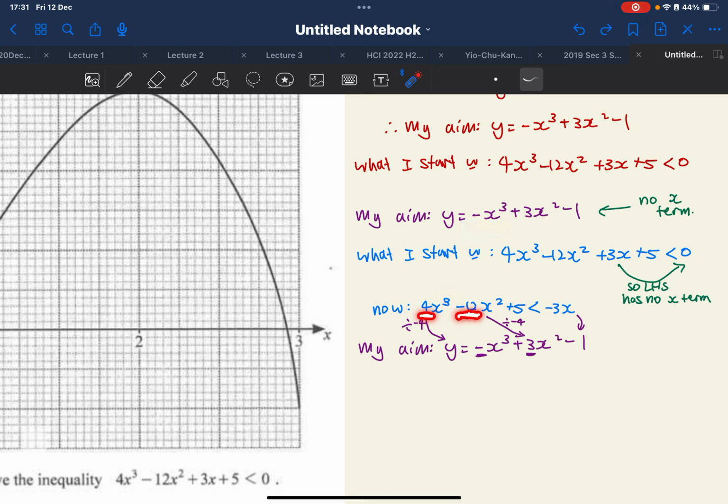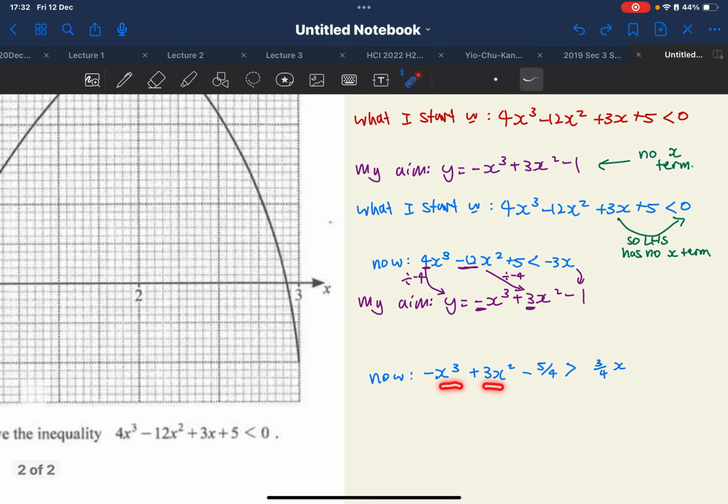If you can correlate and find a relationship really fast, you will realize that it's actually just a divide by negative 4. And if you're going to divide by negative 4, you have to divide this by negative 4 too, and this by negative 4. So divide everything by negative 4. Everything is divided by negative 4. Remember to flip your sign because you're dividing by a negative number.